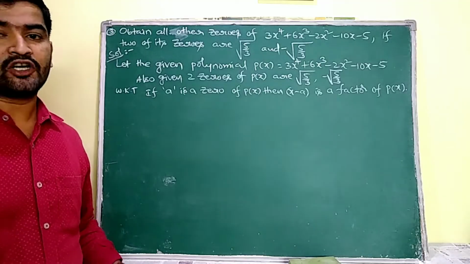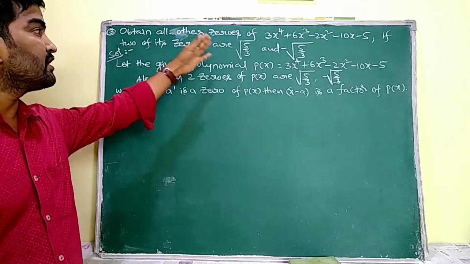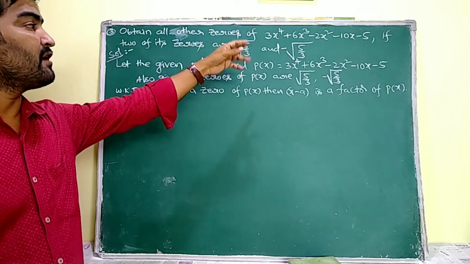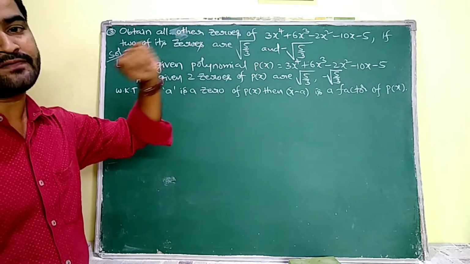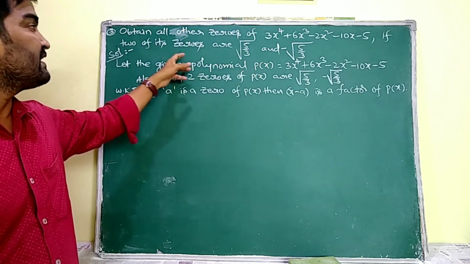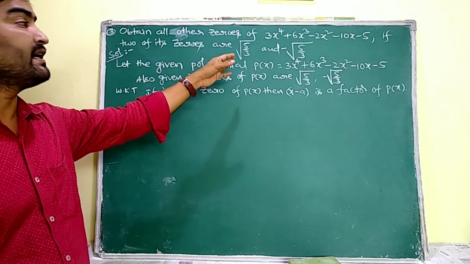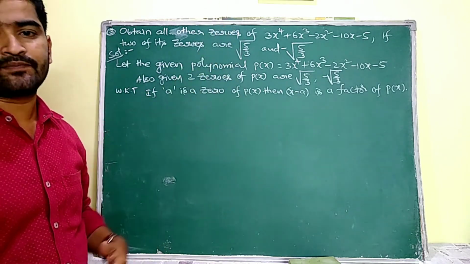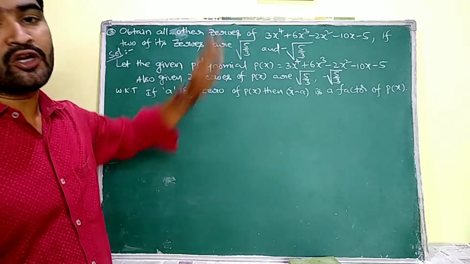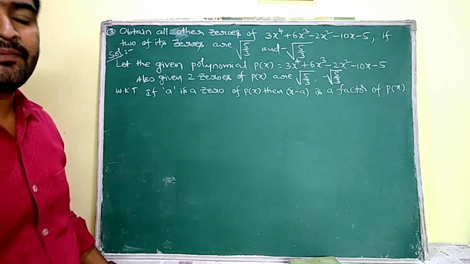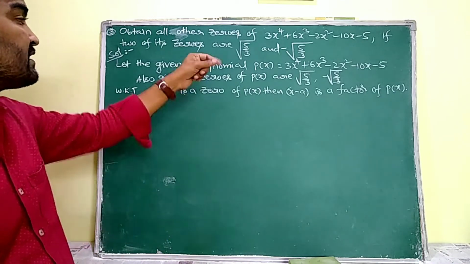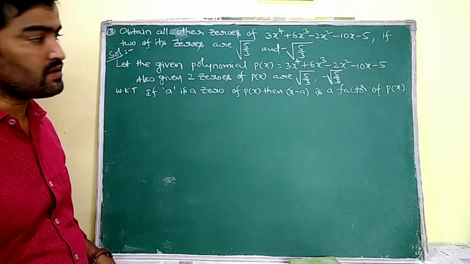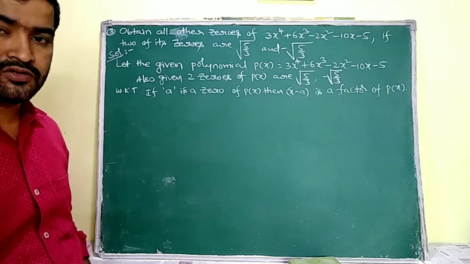See, the third question. Obtain all other zeros of 3x power of 4 plus 6x cube minus 2x square minus 10x minus 5, if two of its zeros are root over 5 by 3 and minus root over 5 by 3. We know that the polynomial is of degree 4, so it must have 4 zeros. Out of those 4 zeros, 2 are given to us. Now we have to calculate the other 2 zeros.